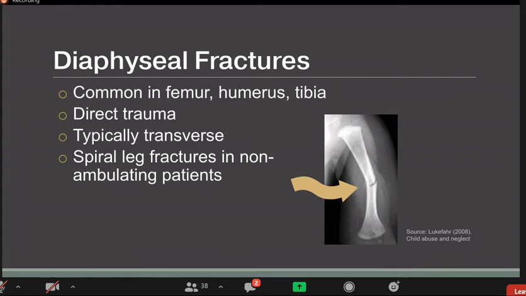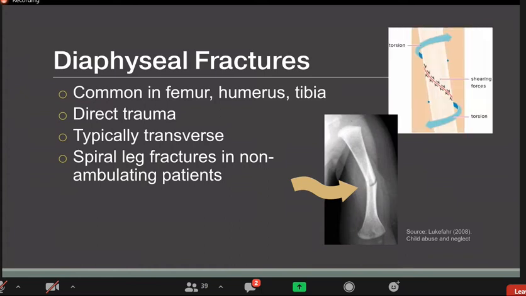This can be accidental, like in sports injuries, but in young children, we don't typically expect them to have these kinds of fractures, and they may be suspicious for abuse. Spiral leg fractures in non-ambulating patients are also suspicious for abuse because spiral leg fractures occur due to torsional forces, such as when one end of the leg is planted firmly on the ground and the other end is twisted. And you don't expect these kinds of injuries in patients that are non-ambulatory.